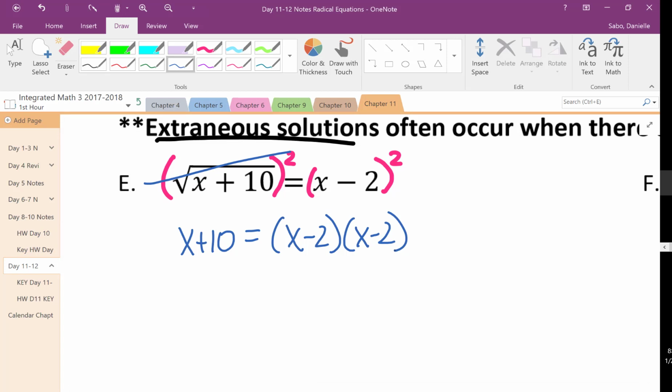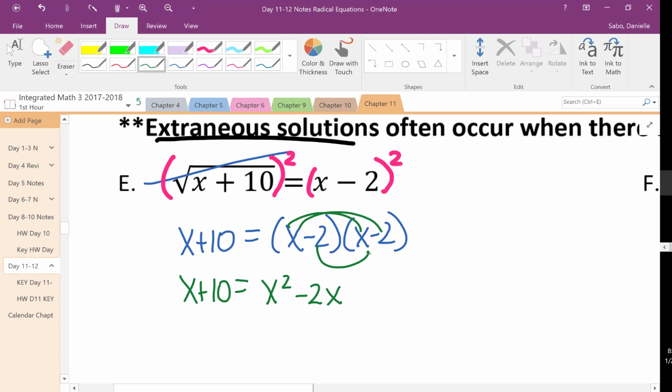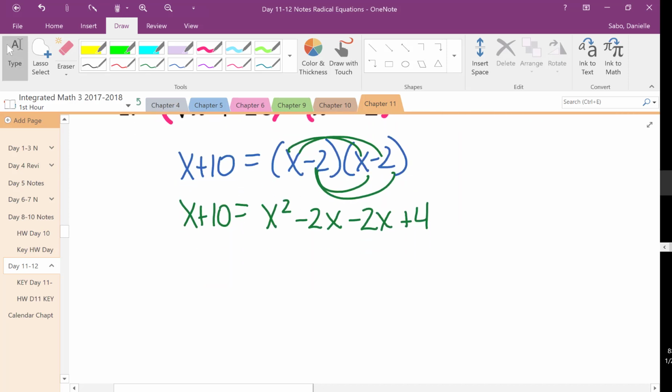Here's where we have to distribute. All right, here we go. Gonna rewrite my x plus 10 down. X times x. X times negative 2. Good. Negative 2 times x again. And my final negative 2 times negative 2. Good. Positive 4. So here's where we are. Do you have any questions on how we did any part of that?